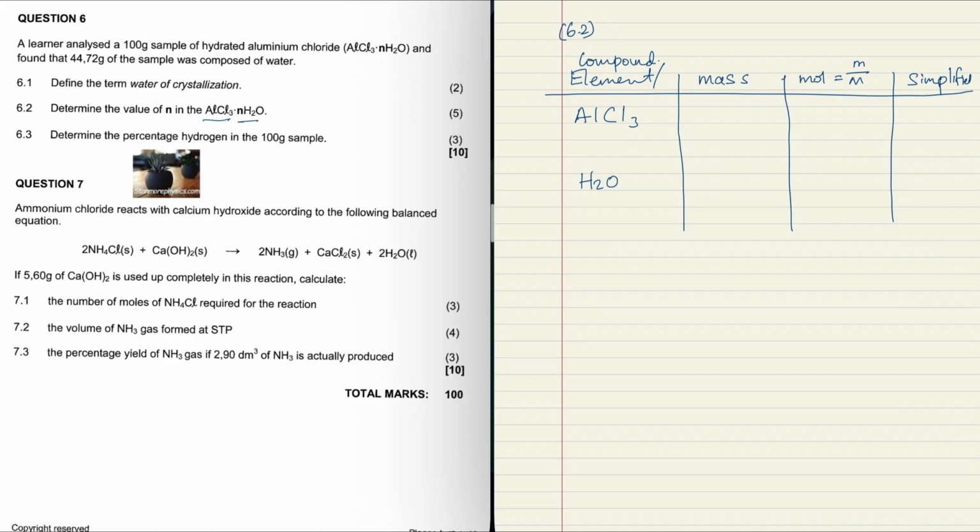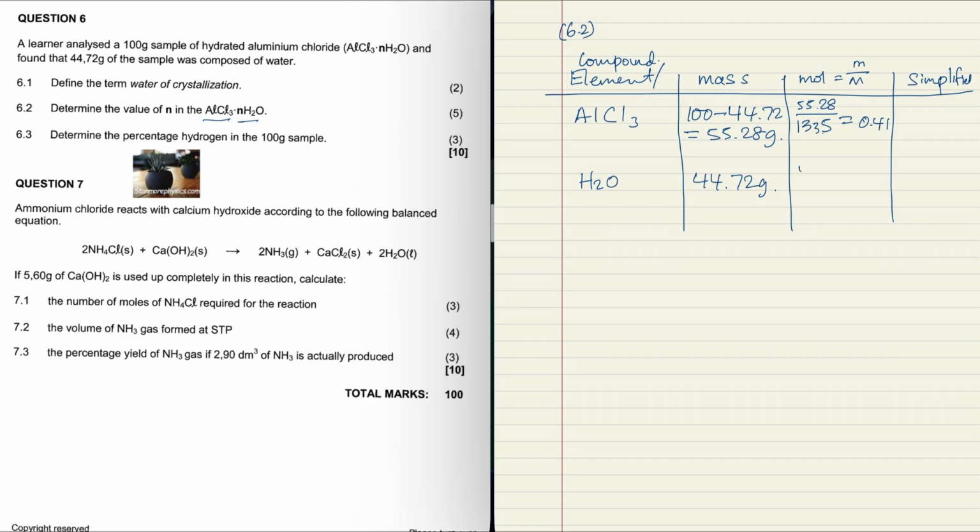So we know the mass of the water. It's 44.72 grams. So the mass of the aluminium chloride is going to be 100 minus 44.72, which is equal to 55.28 grams. Now to calculate the moles, we say mass divided by molar mass. So the mass 55.28 divided by the molar mass of AlCl3, we've got to use the periodic table here. That works out to 133.5. And so this gives us 0.41 moles.